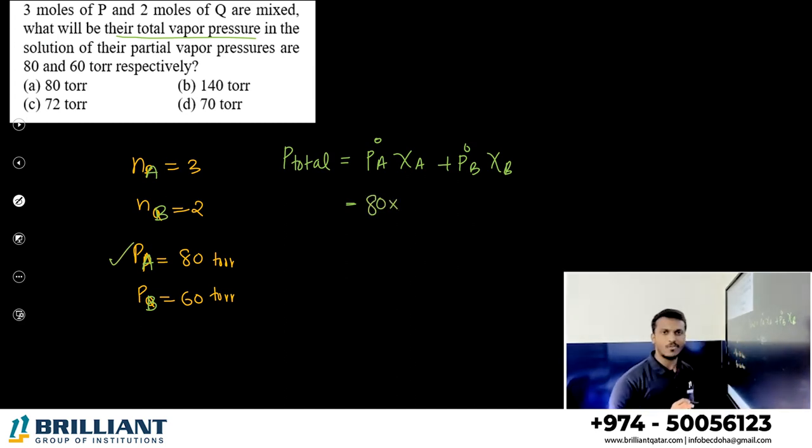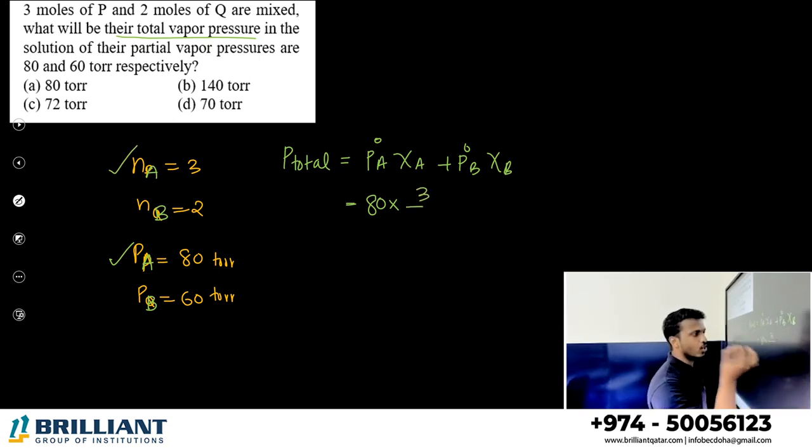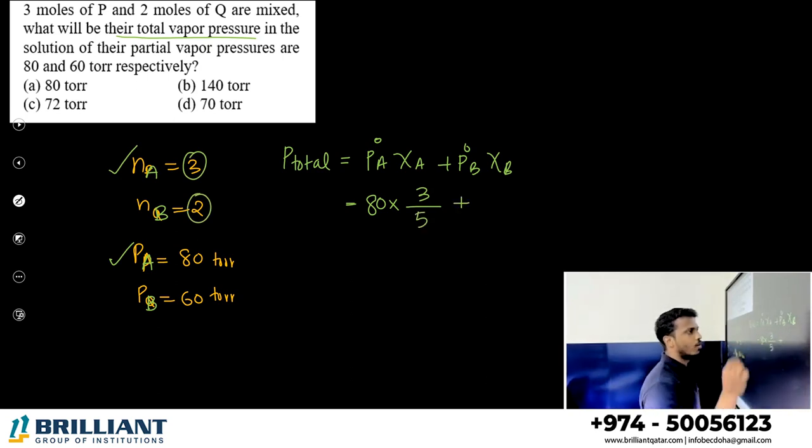How do we calculate the mole fraction of the A component? Number of moles of A by total number of moles. The number of moles of A is 3. What is the total number of moles? 3 plus 2, which is 5. So 3 by 5 plus. What is the partial vapor pressure of the B component?